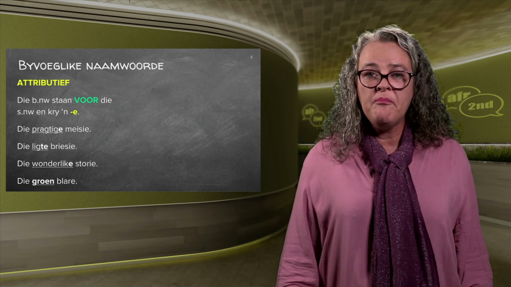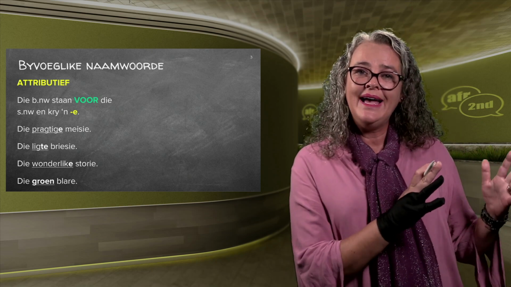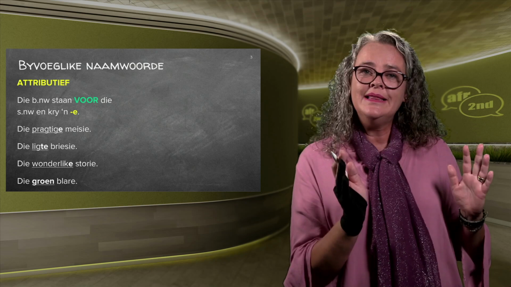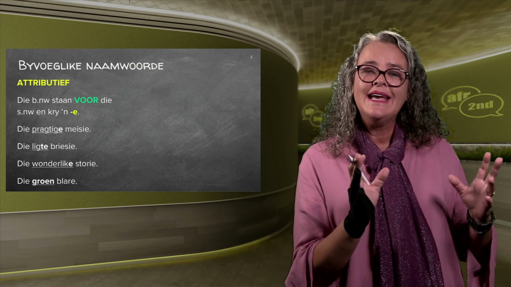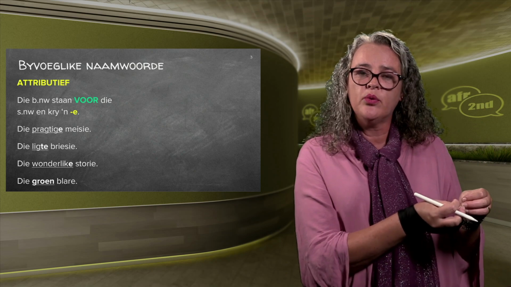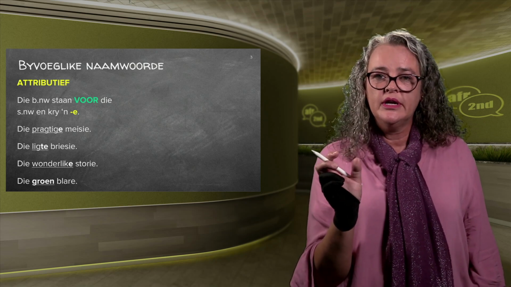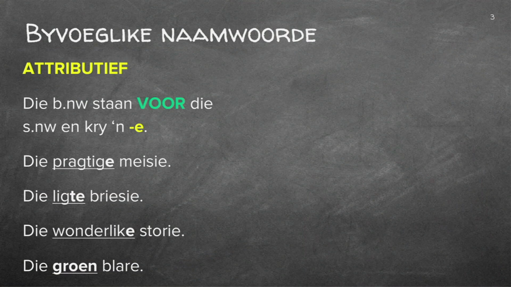So what you need to remember is that A stands in the beginning of the alphabet. And that means that this attributiewe byvoeglike naamwoord stands before the noun. When this happens, we need to change the word. So let's have a look how this happens. So ons kry ons byvoeglike naamwoord voor die selfstandige naamwoord. We're going to add an E to the word. Die pragtige meisie. Die ligte briesie.